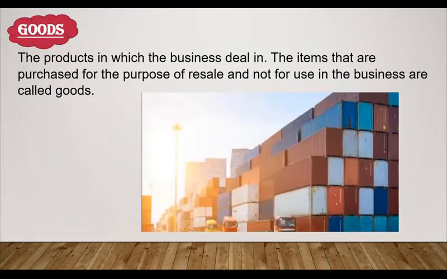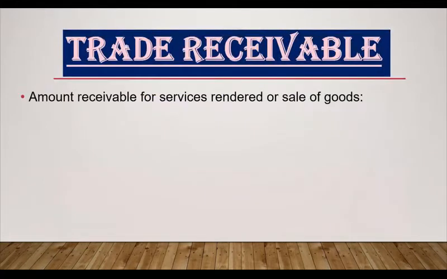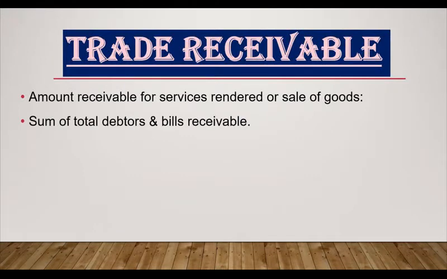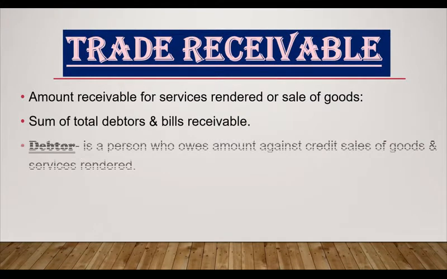Then here comes the next concept, which is related with the trade receivable: the amount which is receivable for the services which are rendered or for the sale of the goods. So the amount which is to be received for those sales or for the services provided in the ordinary course of business is the trade receivable. So what is trade receivable? It is the sum total of the debtors and the bills receivable. So trade receivable includes both debtors as well as bills receivable.